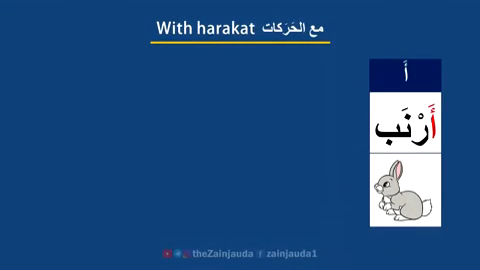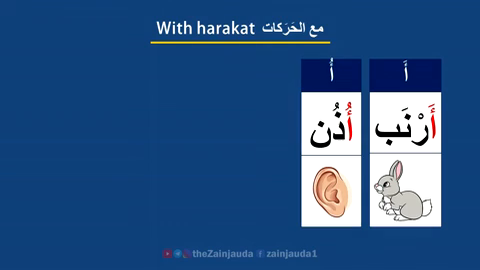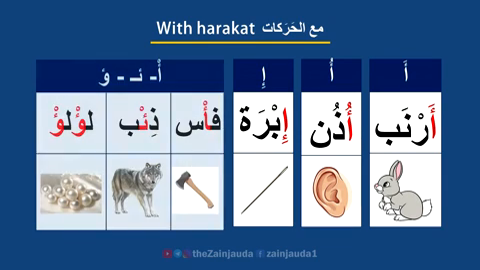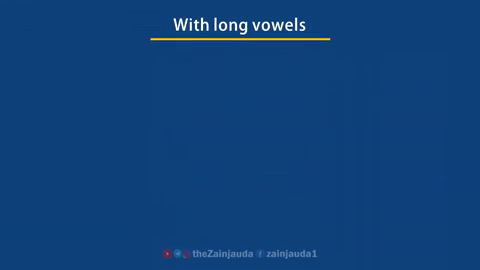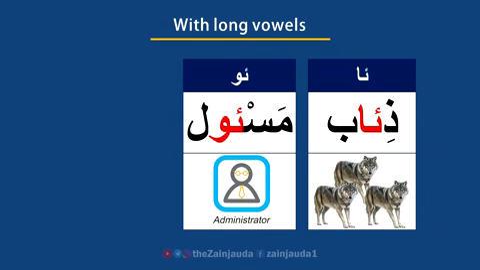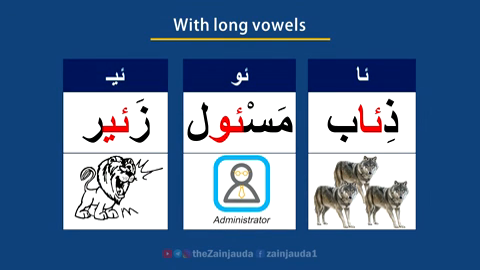Examples of hamza with the harakat. With fatha, arnab. With dhamma, udhun. With kasra, ibra. And we have variations of hamza with sukun: fa's, di'b, lu'lu'. Examples with long vowels: di'ab, mas'ul, za'ir.